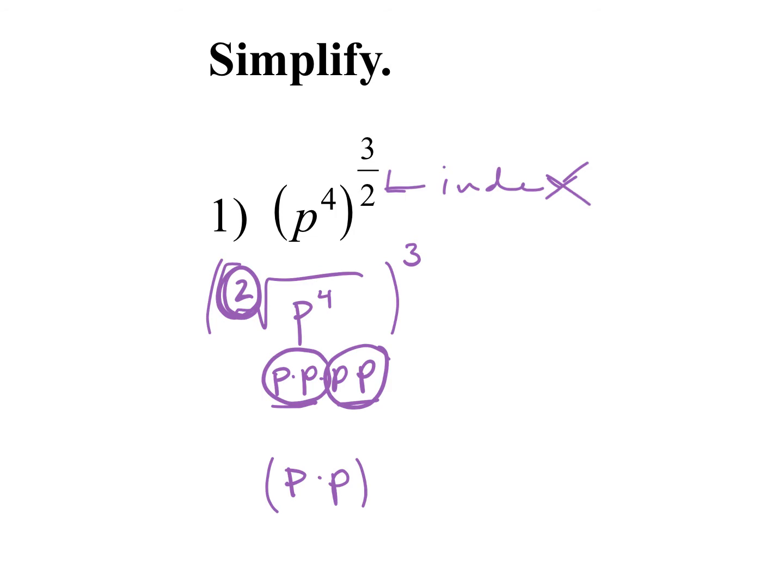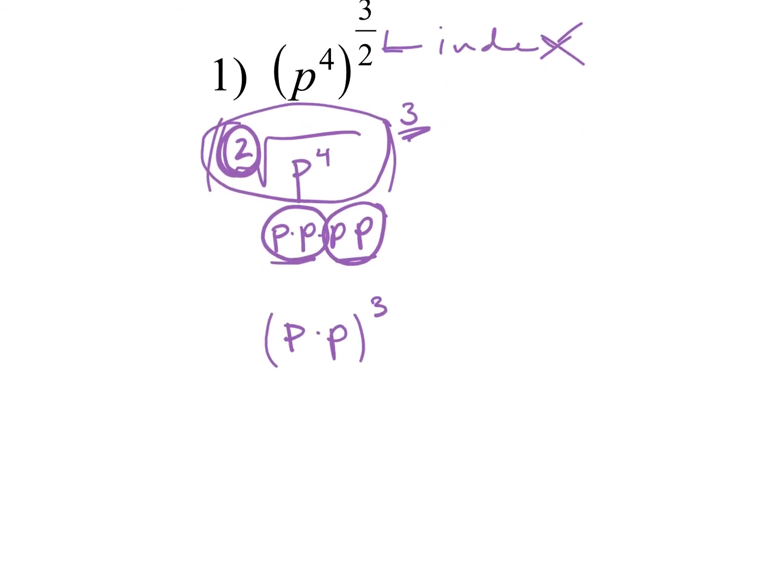We only simplified what's inside of our parentheses here. We still have that cubed on the outside that we have to deal with. So we have p times p cubed. So this is like saying p times p 3 times. So p times p times p times p times p times p. So 1, 2, 3 times. How many p's total do we have? Six. So our answer is p to the 6th power.